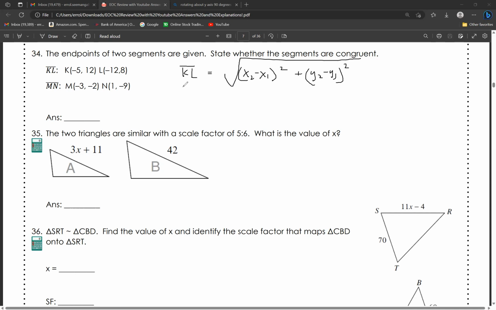Make sense? And then you do the same thing for mn. Just say this worked out to be 5. If this worked out to be 5 also, then they would be congruent. All right, let me take a photo of that.